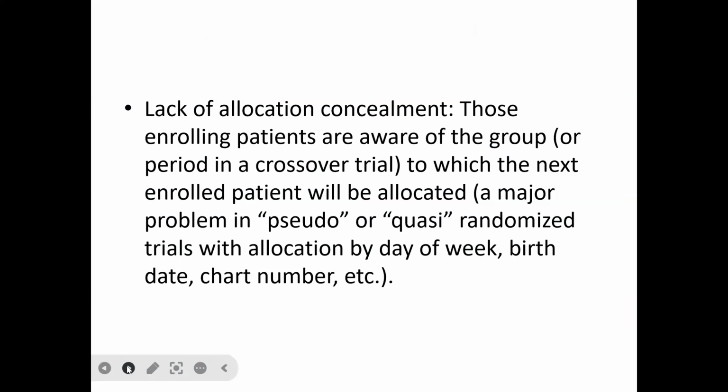Next, the lack of allocation concealment is a big factor. You may have randomized, but if it is not blinded, then those enrolling patients are aware of the groups or period in a crossover trial to which the next enrolled patient will be allocated. So it is a major problem in pseudo or quasi-randomized trials with allocation by day of week, birth date, chart number, etc. Randomized tables or throwing a coin are better methods of randomization.